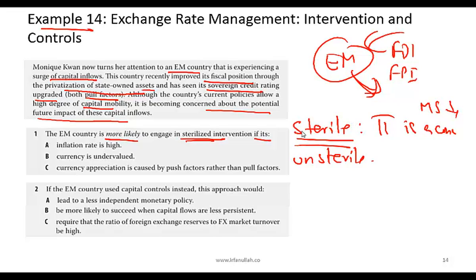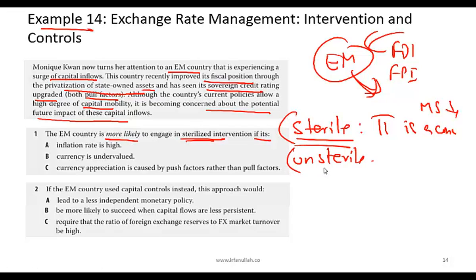So why is this an intervention? What is happening is money is flowing in from the rest of the world, and the central bank wants to control the impact. So it lets money come in, but mops up liquidity by selling bonds and other government securities, right? So this is called a sterile intervention. What is an unsterile intervention? Just for completeness, and then we'll go back to this.